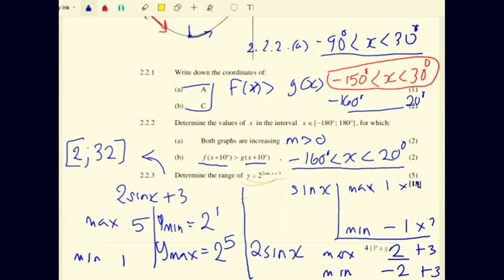So how did I do that? I first looked at the normal sine graph. I found out the maximum and the minimum value. Did the first transformation, multiplying by 2, so the new range was 2 and minus 2. Then I focused on the next transformation, add 3. Add 3 to the 2 becomes 5. Minus 2 plus 3 becomes 1. So now the new minimum value is 2 to the power 1, and the maximum value is 2 to the power 5 for this function. So the range will be 2 to 32.